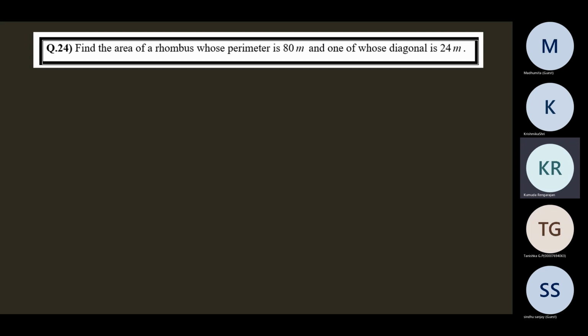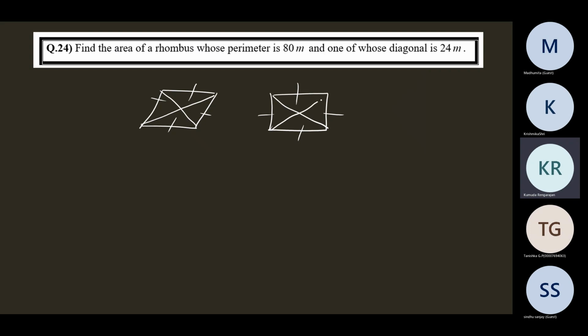Now, this question is: find the area of the rhombus whose perimeter is 80 meters. Now, we know that in a rhombus, all the sides are equal. In a square also, all sides are equal. The difference is that in a rhombus, the diagonals are unequal, while in a square, the diagonals are equal. We learned this in the chapter quadrilaterals in detail. So in both a rhombus and a square, all the sides are equal.